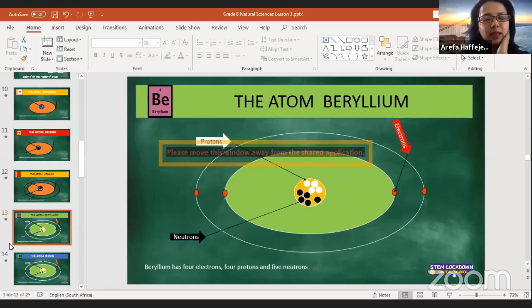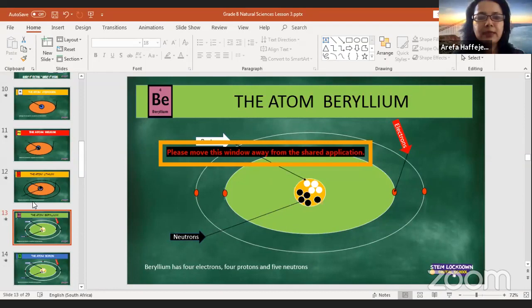Remember yesterday, some of you still didn't understand what an atom was. Some of you did not understand what an atom was. So this gives you a better understanding of the composition of how atoms are made up.